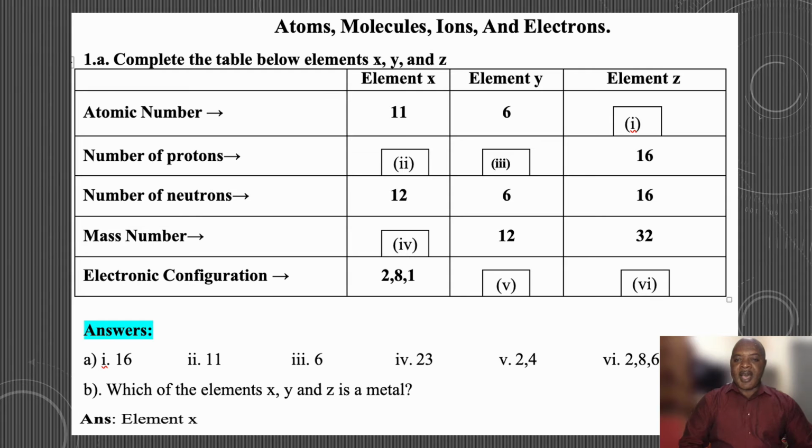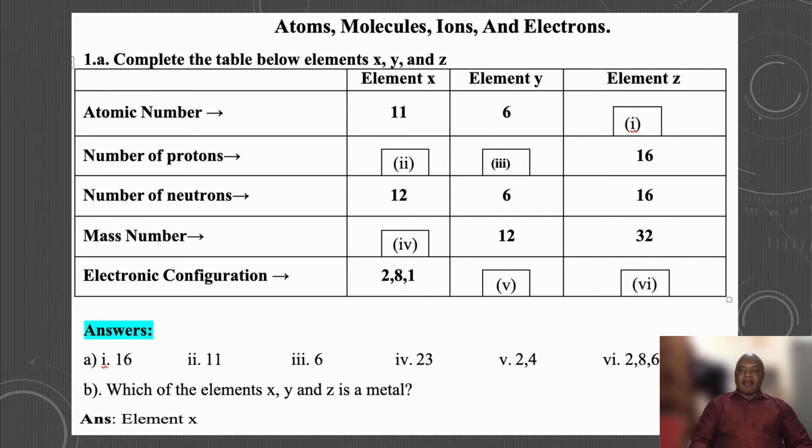Then 5 is the electronic configuration for element Y. Remember that the information we have been given is the proton number, the atomic number for Y, which is 6. Therefore, based on this system of electronic configuration, the electronic configuration for element Y will be 2, 4.